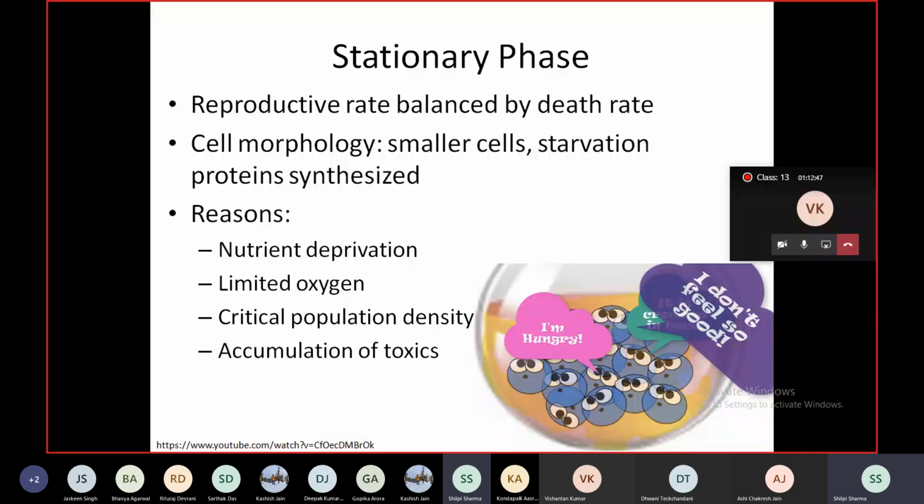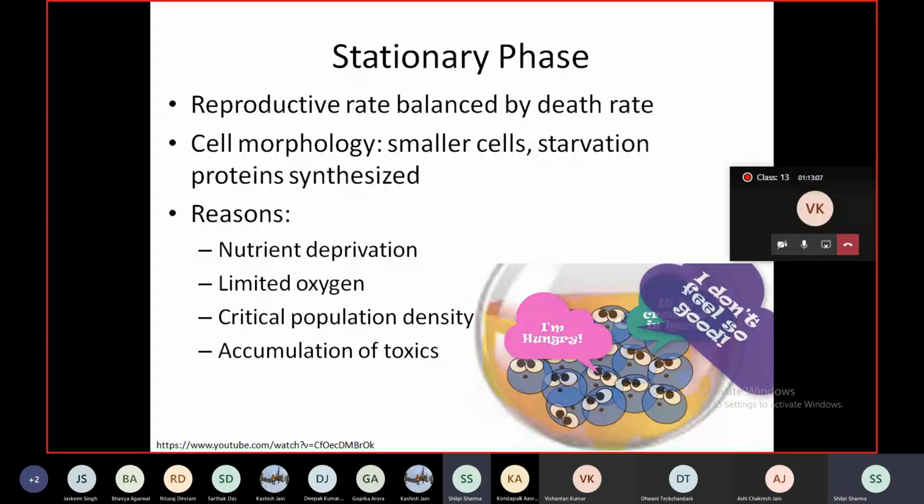The few new cells that are produced in the stationary phase are smaller in size. So for example, bacilli even become spherical in shape. Their plasma membrane starts exhibiting more hydrophobic molecules on the surface, promoting aggregation.